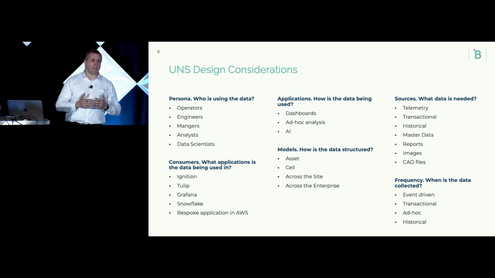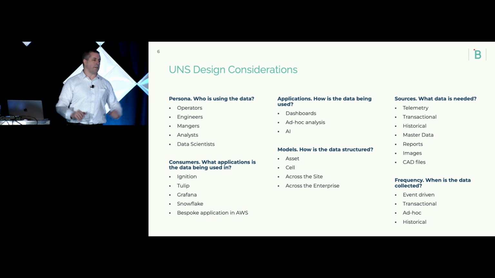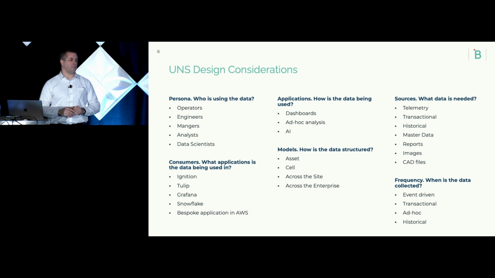What are the sources? It's not just about telemetry. A lot of people start with telemetry, and telemetry is a key source of data in a factory. But there's a heck of a lot more data out there. There are a lot of other data systems on the factory floor, quality, maintenance systems that are never connected to industrial automation.